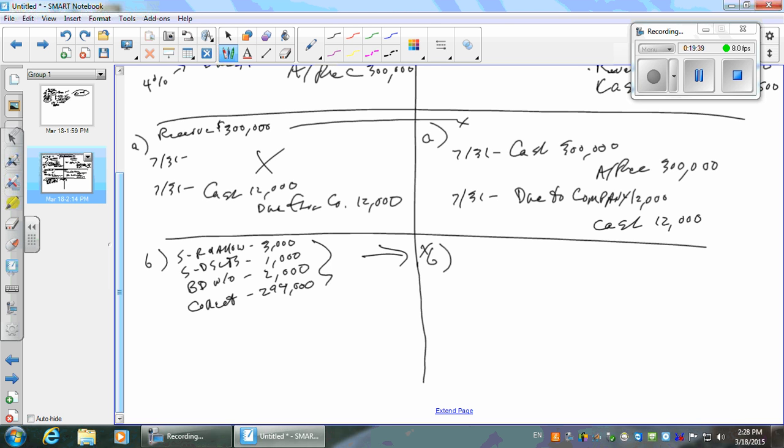Oh, it's a little different, isn't it? What happens to the factor? How much cash do they get? 294. Debit cash. So this would be a July 31st. It all happened in a month, right? Debit cash. As it happened, really, with each cash receipt they do it, right? 294,000 goes to cash. What else do they want to do?